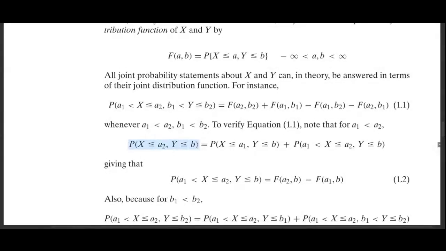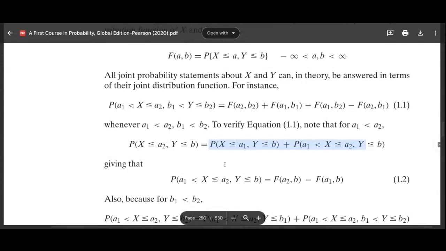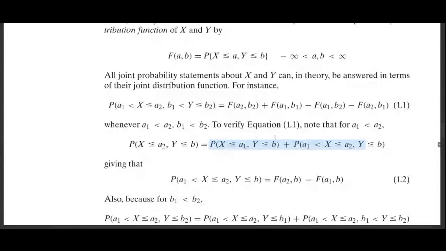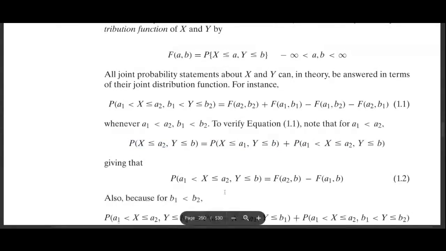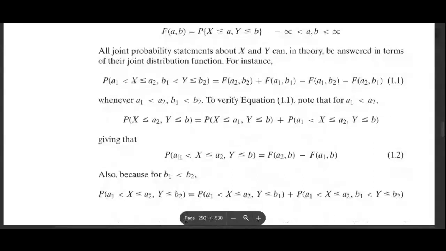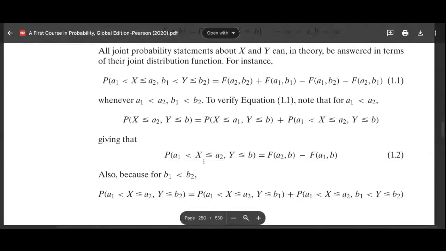So for this, that's just F of a2 comma b, which can be split into this. X less than or equal to a2 can be split into X less than or equal to a1, and then X in between a1 and a2, with Y less than or equal to b. So this only considers the first variable. We know this is F of a2 minus F of a1. So everything comes from there.